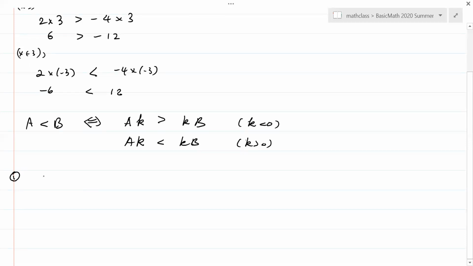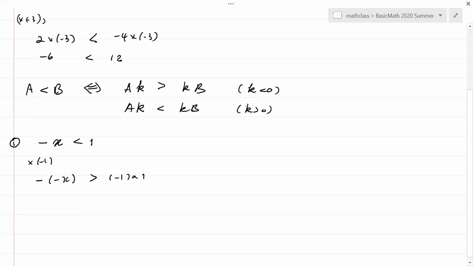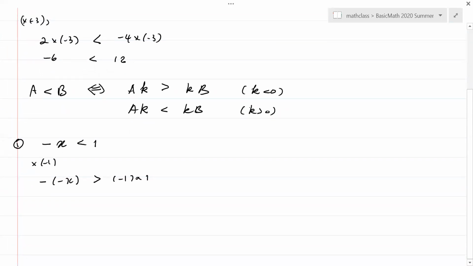This is the first question. Let's take a look at -x less than 1. How to solve this inequality? You multiply both sides by -1, then you get x, and you have to change the direction. -1 times 1 is -1. So you have x greater than -1. This is the solution.